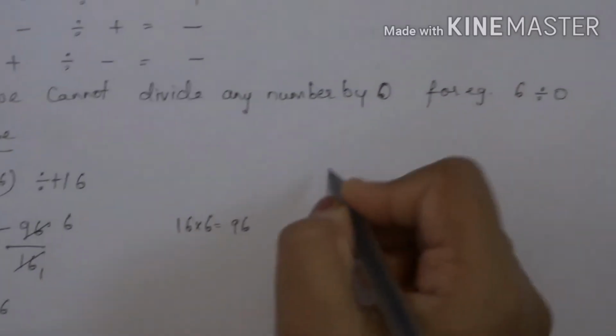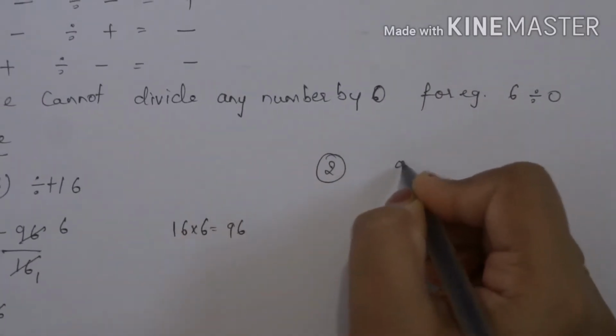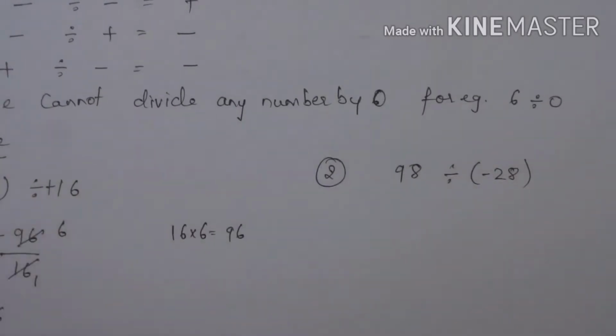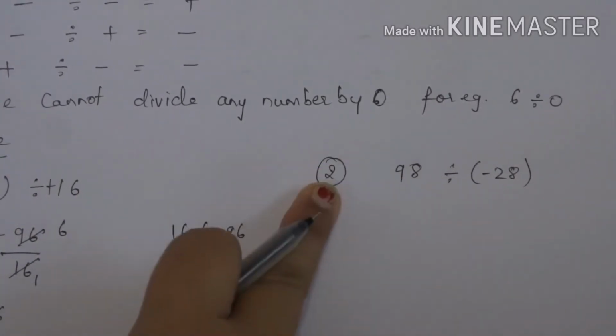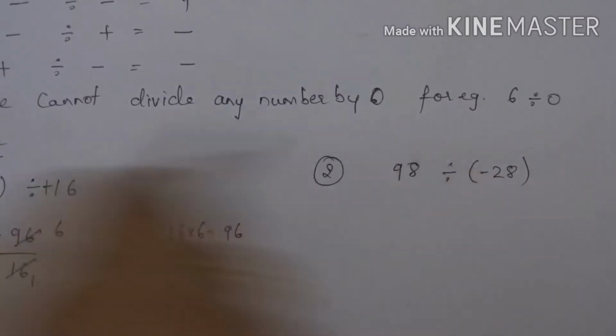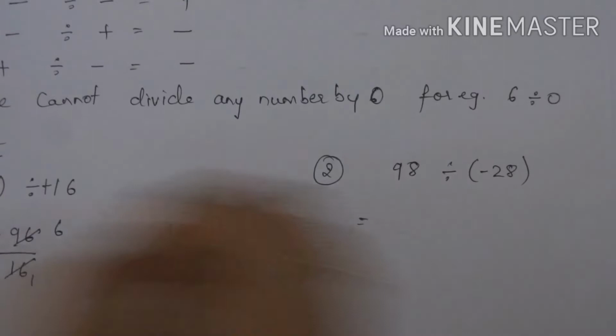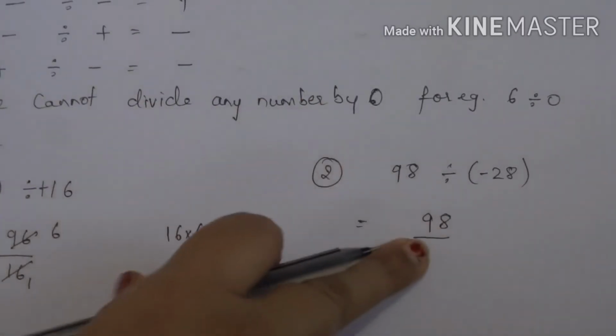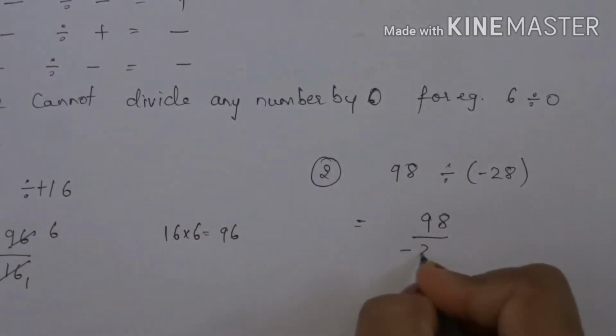See the second sum. 98 divided by minus 28. These are the numbers of question number 2. 98 divided by minus 28. So what is the first step? Write them in the fraction form. 98 divide means upon minus 28.